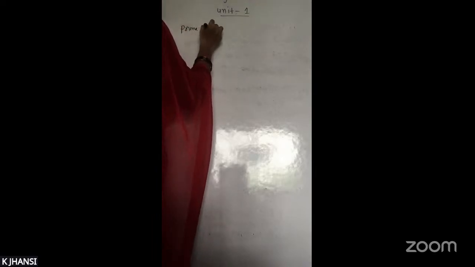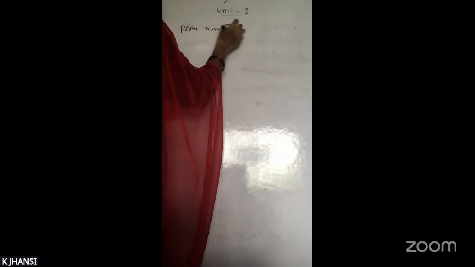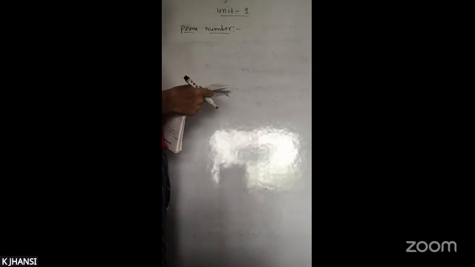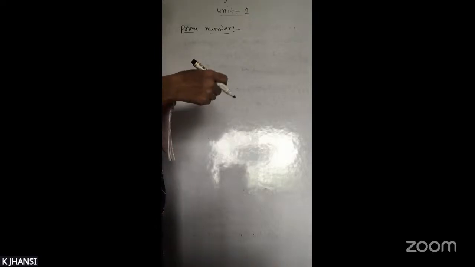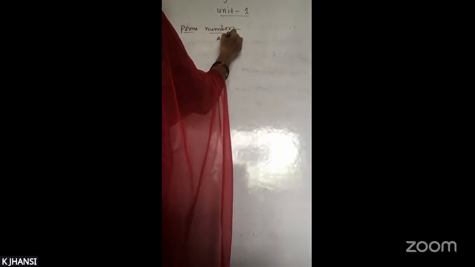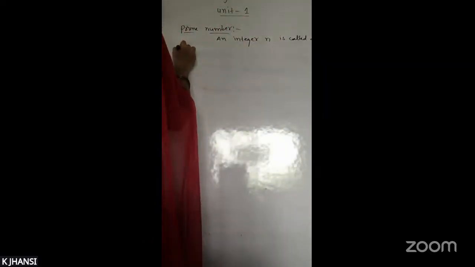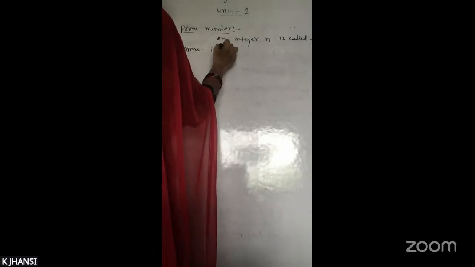Okay. First one is the prime number. So prime number you have studied in the lower classes. So whatever the numbers are there, if they have only positive divisors of n, which are 1 and itself as divisors or factors, the numbers which have 1 and itself as the factors, we call them prime numbers. Okay. An integer n is called a prime if n is greater than 1.